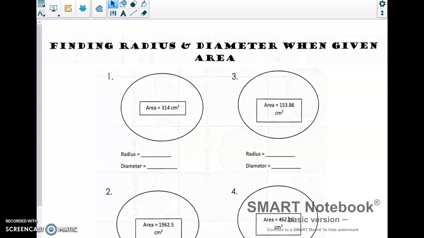This is kind of working backwards when you have the area. You know the amount of space inside the circle and you have to work backwards to find the radius. Remember our formula from the day before: the formula for the area of a circle is pi times radius squared. We always start with our formula. On this first one, we know that the area inside this circle is 314 centimeters squared.